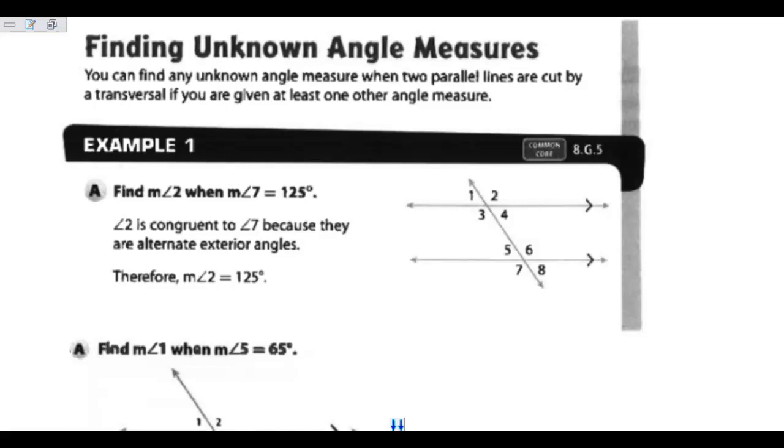All right, finding unknown angle measures. We can use what we just learned to find the measure of angles, given just a little bit of information. So they want us to use the two parallel lines here that are cut by this transversal, and they want to find at least one other angle measure. And so I know that angle 2 is here, and angle 7 is here. And it says that angle 7 is 125. They are exterior, and they are on opposite sides, so they're alternates. And we know that alternate exterior angles are equal. So that means that if 7 is 125, 2 is 125 degrees.